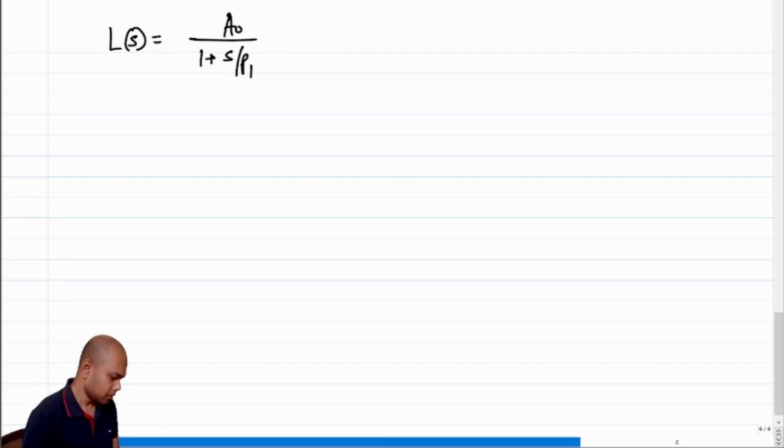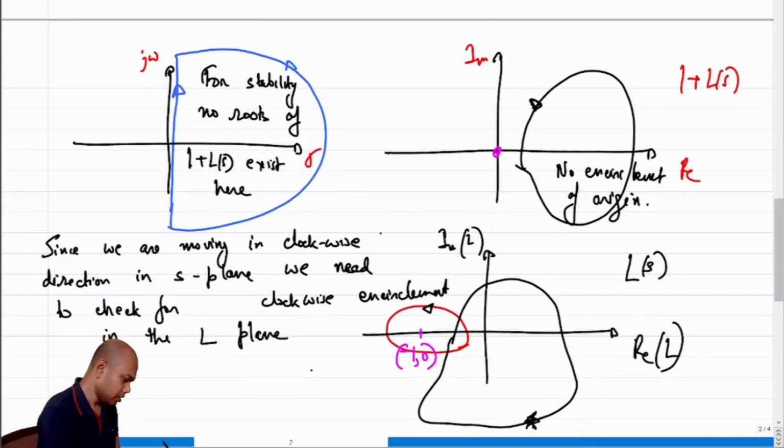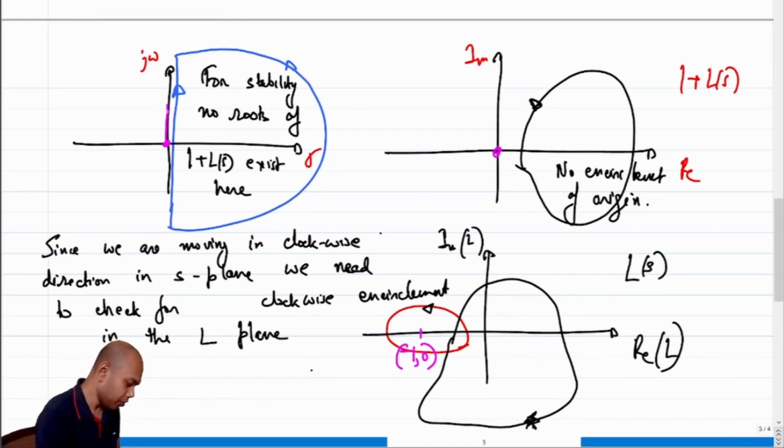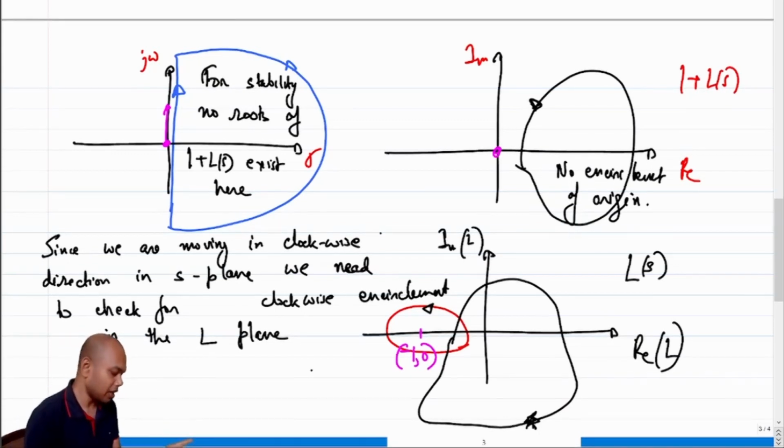Okay. So when we are doing Nyquist plot, what are we essentially doing? See, the smart thing about Nyquist stability criteria is this. When we are doing Nyquist plot, we are starting from the origin and we are moving in the j omega direction, right? We are starting from the origin, we are moving in the j omega direction, and we are going all the way to infinity, right?